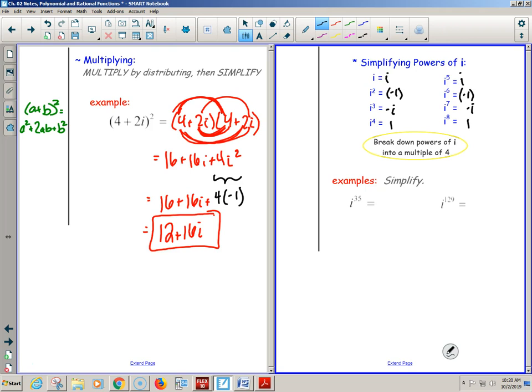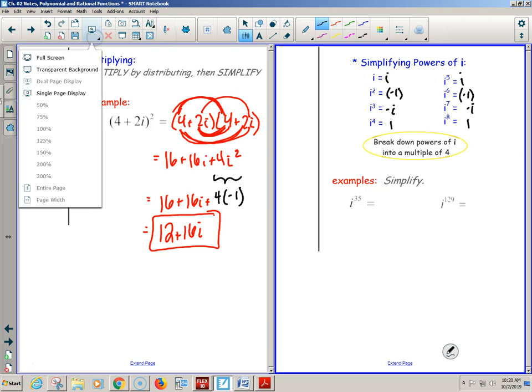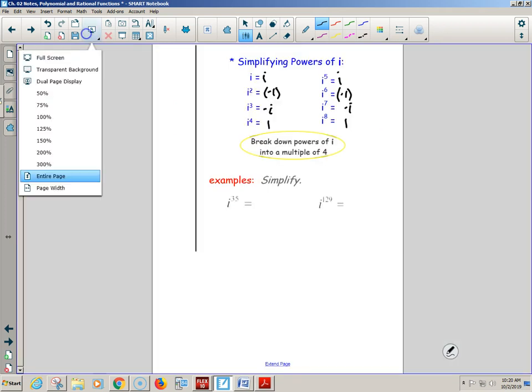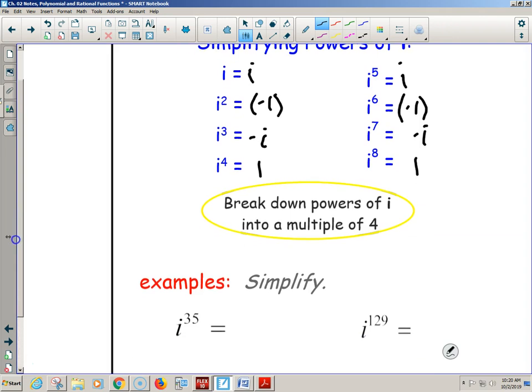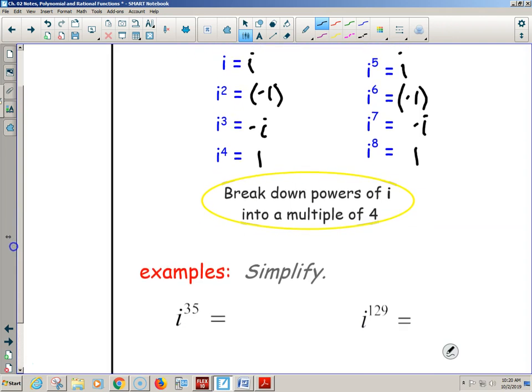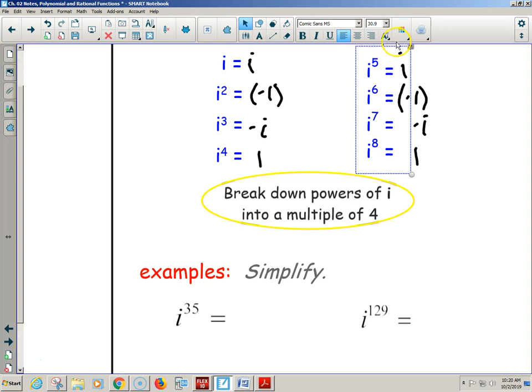So what if I give you i to the, oh, not 57, fine, 35. What if I give you i to the 35? If this pattern truly will repeat, and if I truly do every 4 powers of i, it's just going to repeat over and over and over again. Can anyone talk me through how do I figure out the 35 then?